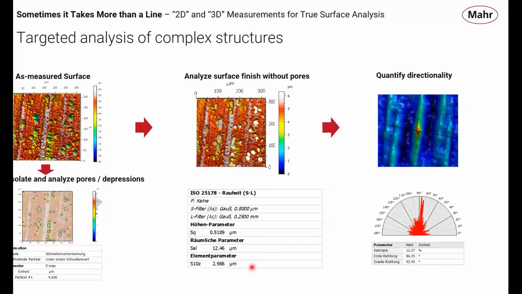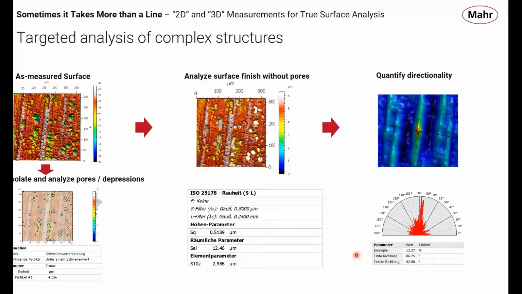Other things we can do with this structure on the right-hand side, we can start to quantify the isotropy of this structure. I know isotropy was the previous topic, but here I'm showing how we calculate that. This surface is very anisotropic, so we're showing a very low isotropy value. Isotropy runs from 0% to 100%.